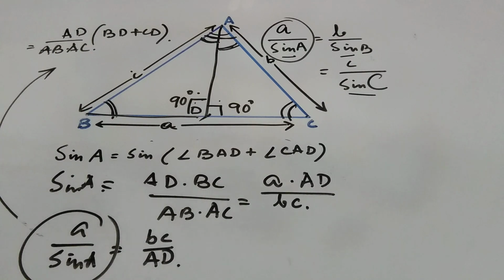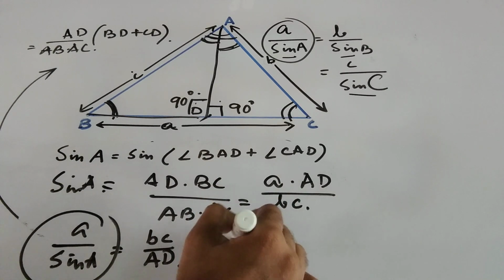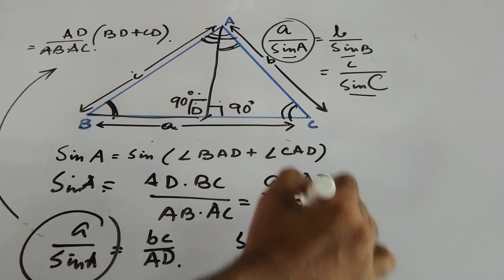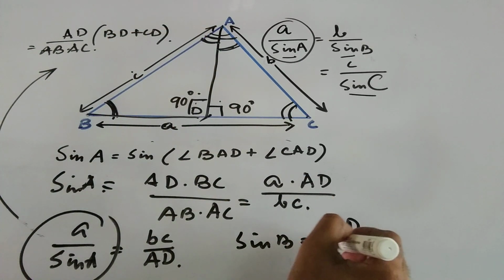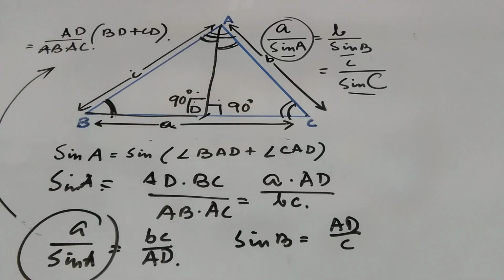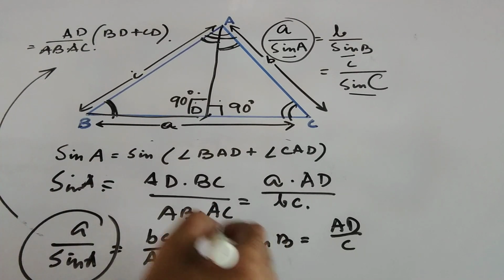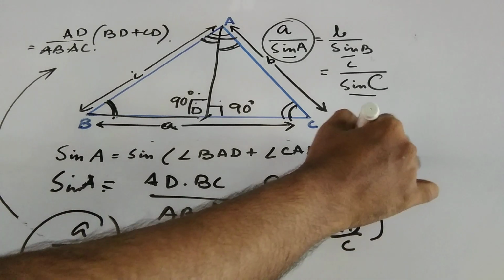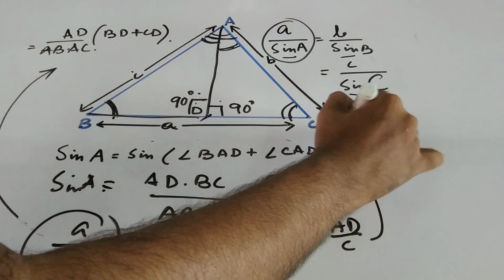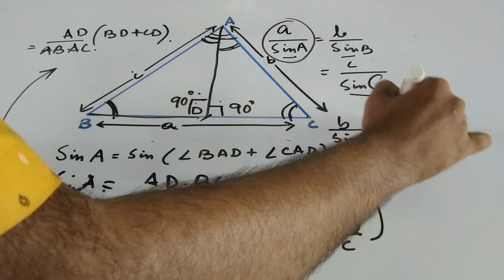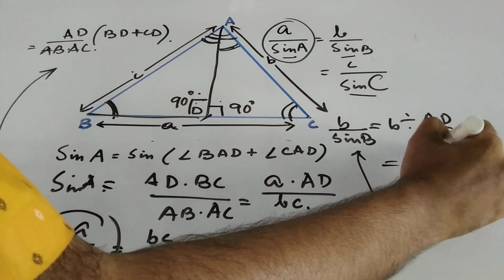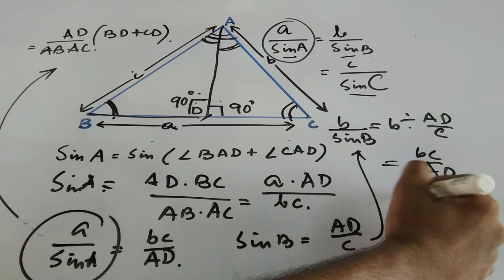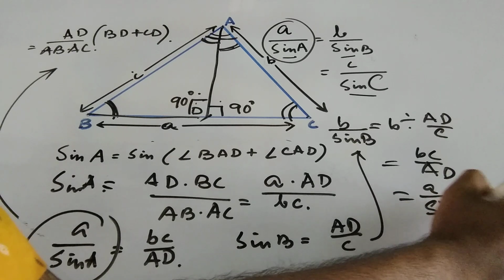Now what is b by sin B? If you consider the triangle ABD, then sin B equals perpendicular, that is AD, by hypotenuse, that is c. Right? Then obviously b by sin B is simply b divided by AD by c, which is BC by AD, which is a by sin A, that we have found out from here.